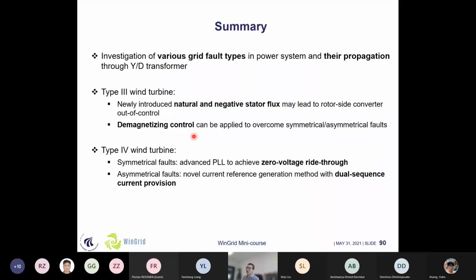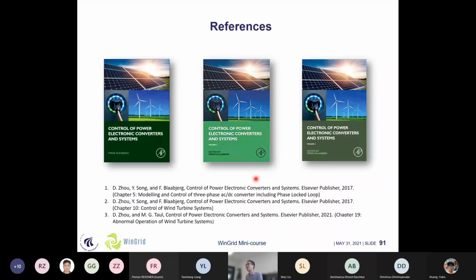For the Type 4 wind turbine system, in case of symmetrical grid faults, we use an advanced PLL that can be used even in zero voltage ride-through conditions. And for asymmetrical grid faults, we have some advanced reference generation methods with dual sequence current provision.